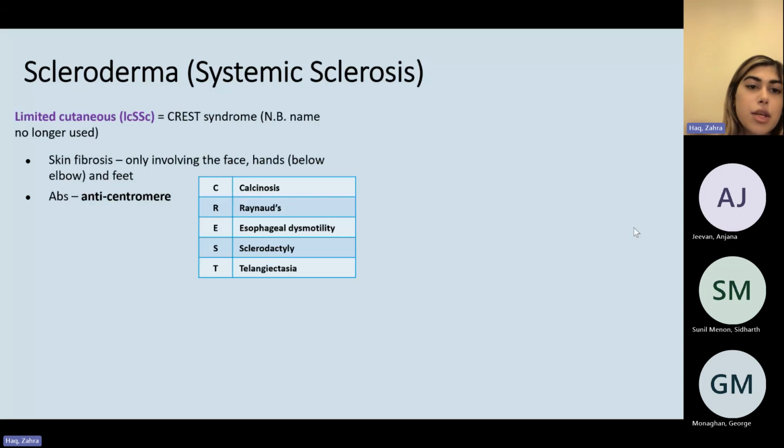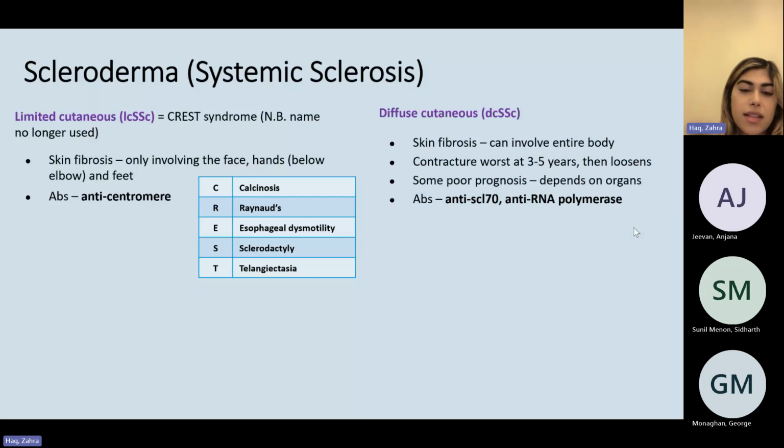So you can get limited cutaneous scleroderma, which is called CREST syndrome, which is skin fibrosis involving the face and the hands below the elbows and the feet. Antibodies associated with this are anti-centromere antibodies, so characteristic calcinosis, Raynaud's syndrome, esophageal dysmotility, sclerodactyly, and telangiectasias, which are basically just veins forming on the skin.